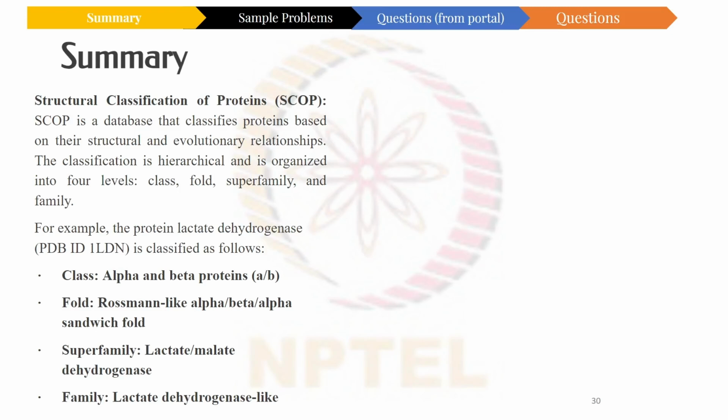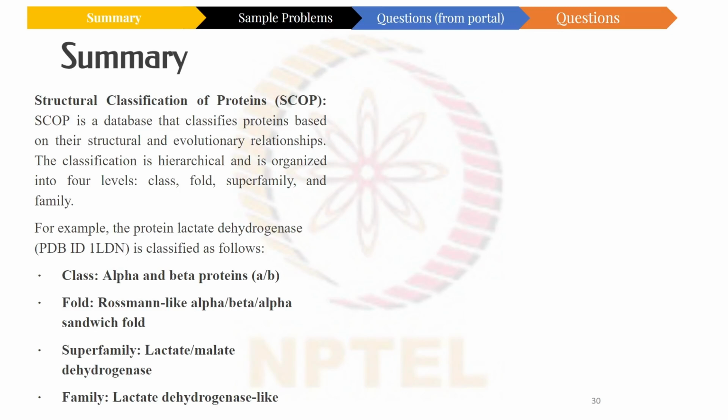So when we take each class of proteins, each has its own distinct characteristics and functions, and understanding these structural classes is essential for understanding the structure and function of the proteins in living organisms. SCOP and CATH are two widely used protein structure classification systems that provide a hierarchical organization of protein structures based on their evolutionary and structural relationships. So starting with SCOP, SCOP is a database that classifies proteins based on their structural and evolutionary relationships.